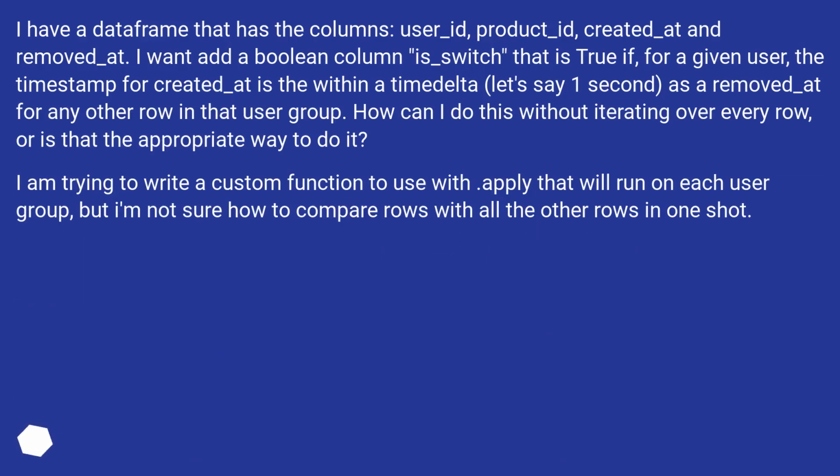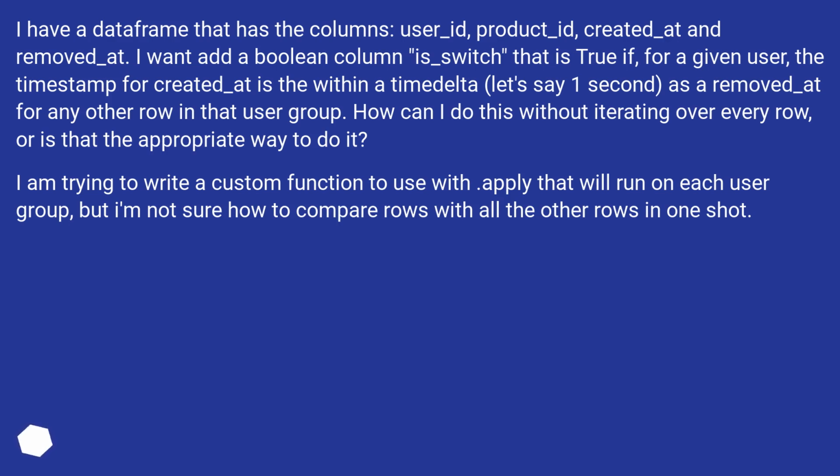I have a data frame that has the columns user_id, product_id, created_at and removed_at. I want to add a Boolean column is_switch that is true if, for a given user, the timestamp for created_at is within a timedelta, let's say 1 second, of removed_at for any other row in that user group. How can I do this without iterating over every row, or is that the appropriate way to do it?